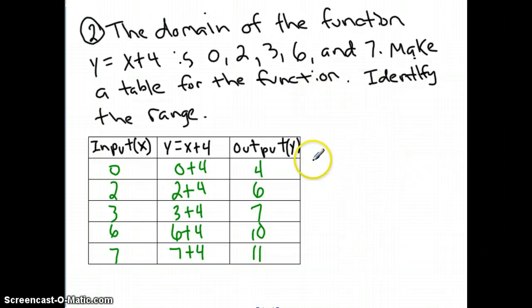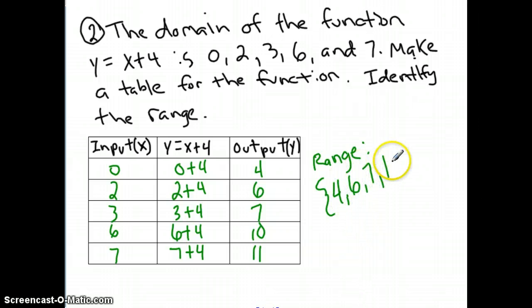Now we need to identify the range again, and the range is just going to be all the outputs or the y values. So I'm going to express those as a set of numbers. So it's all of these in this column here. So our range is going to be 4, 6, 7, 10, and 11. Okay.